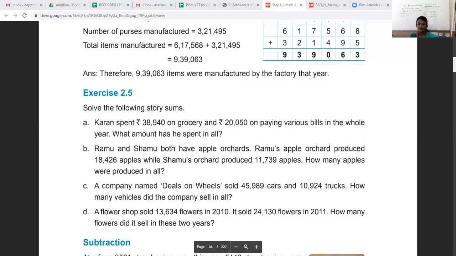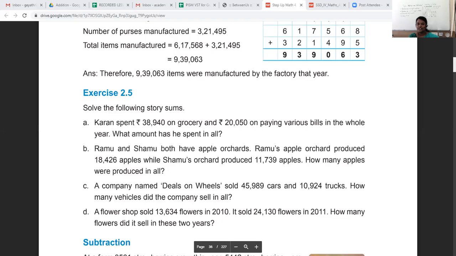Now, let us begin solving this problem. To find the answer, let us write the statements first. Litres of petrol, Tanker 1 carried 25,340. Litres of diesel, Tanker 2 carried 22,850. Litres of oil, Tanker 3 carried 8,695. Now let us add these numbers to get the answer. Thus, the total number of litres of liquid carried by the 3 tankers is 56,885 litres. So in this way, we have learned how to add the numbers based on the story sums.